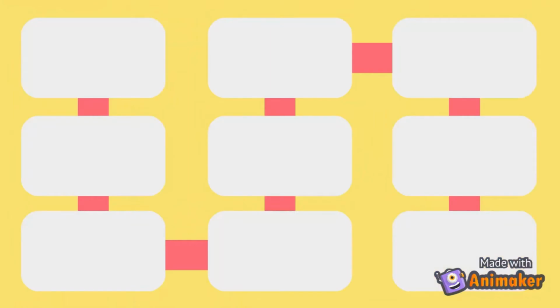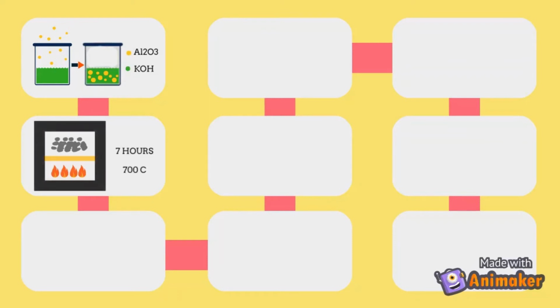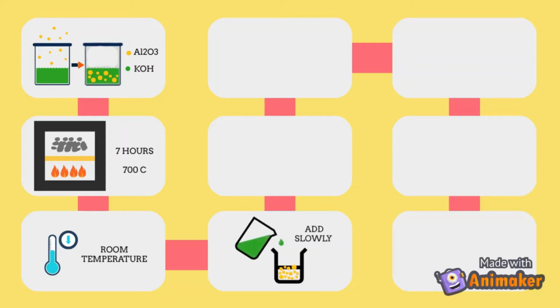There are 9 steps in the general procedure to prepare the catalyst. First, impregnate the aluminium oxide support with an aqueous solution of potassium hydroxide. Second, calcine the aluminium oxide support in powder form in a muffle furnace for 7 hours at 700 Celsius. Third, cool down to room temperature. Fourth, add potassium hydroxide solution slowly onto granular aluminium oxide. Fifth, stir the content continuously for proper mixing.